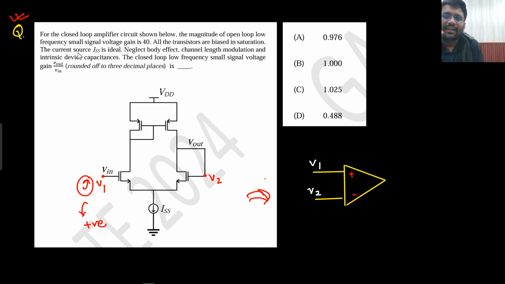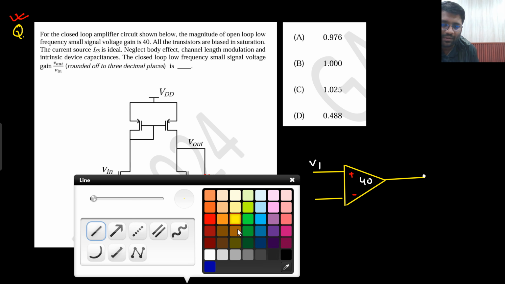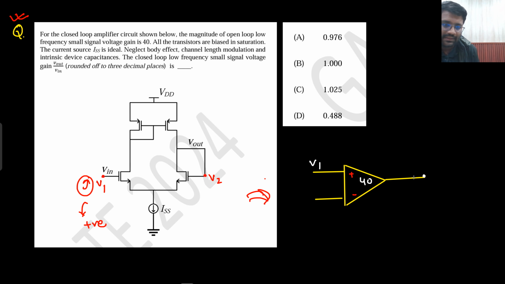Now what they have said is that open loop gain is 40. What is the meaning of open loop gain? That means this value is 40, when this output was not connected back to this V2, the gain was 40. This is the condition that they have given. Now what they did, they connected this output back to input. This is how they have connected it. Now this is the scenario that you are getting.